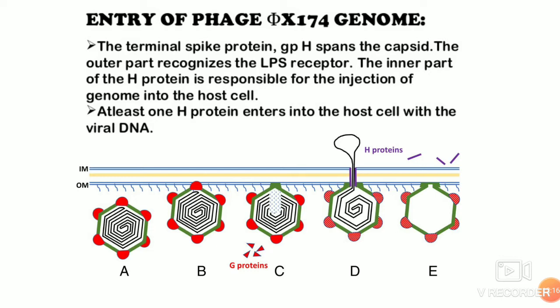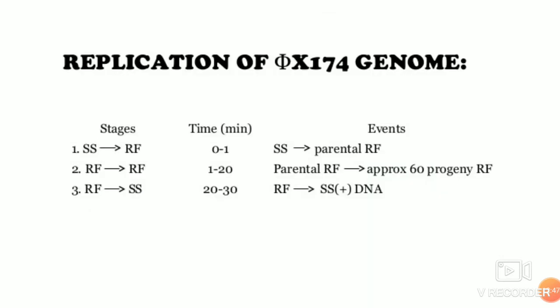So that is what forms the channel between the outer and the inner membrane, and the DNA is injected into the host. Some of the H protein are also ejected with the genome, but the F protein remains intact on the membrane, and the capsid remains outside. Now you have the DNA inside the cell. So once the DNA is inside the cell, the replication starts.